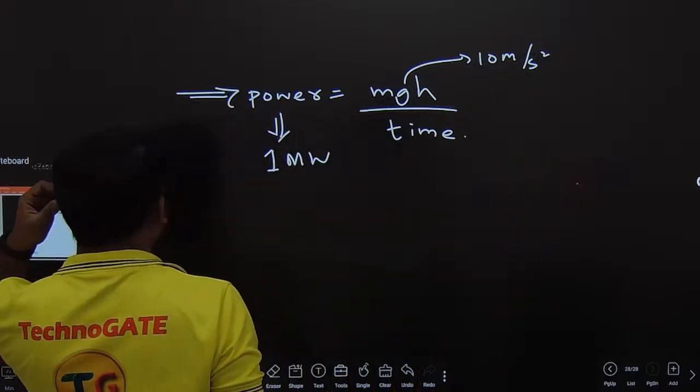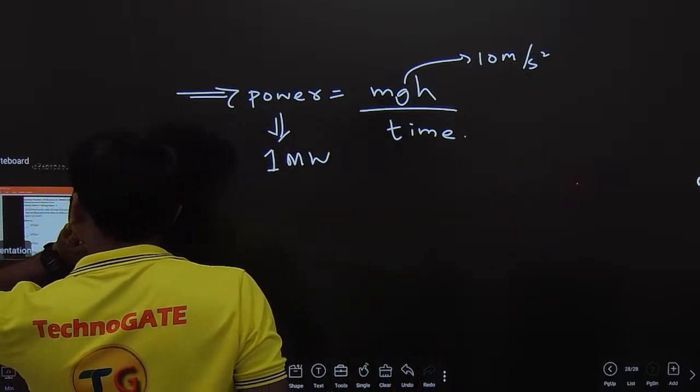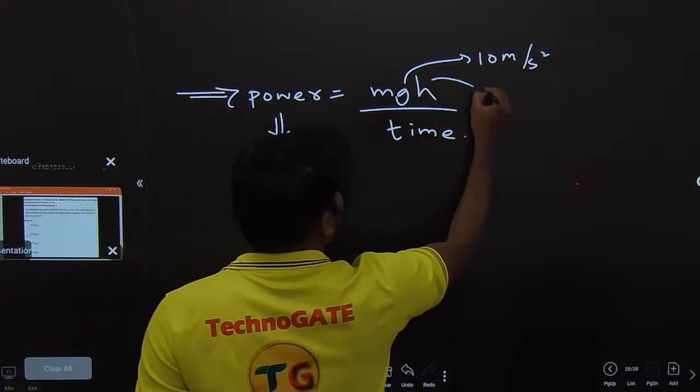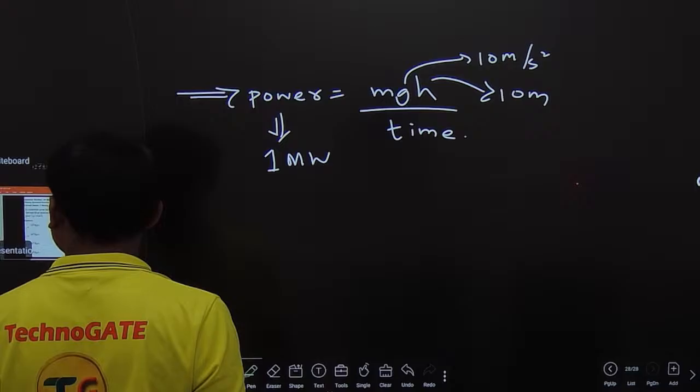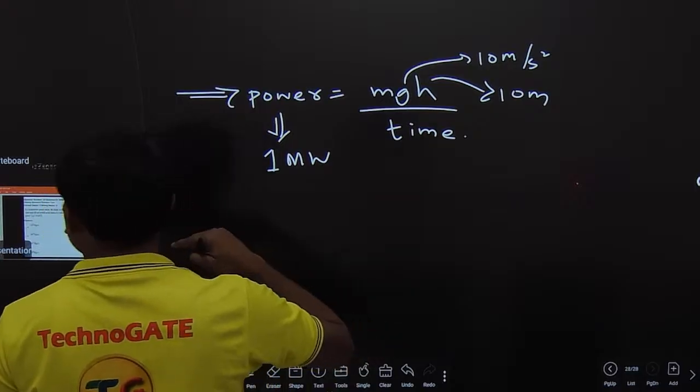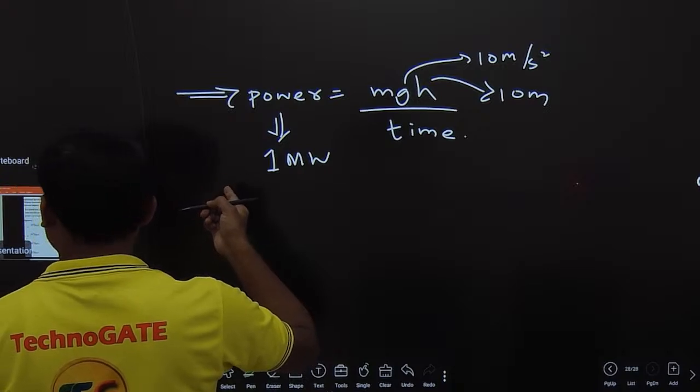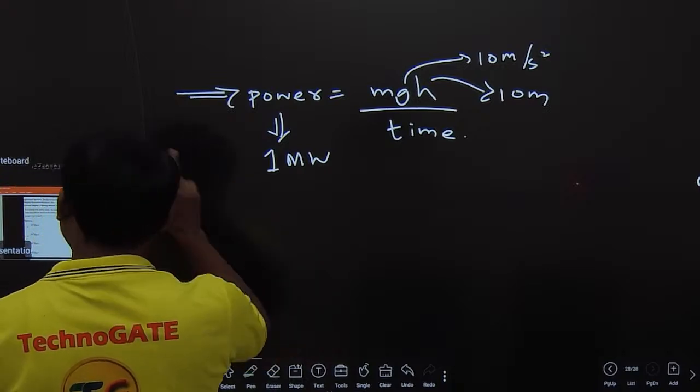And what else they are giving: height is given as 10 meters. The height of the dam is 10 meters. Okay, so we need to get the mass flow rate.